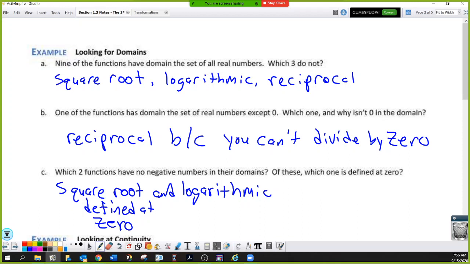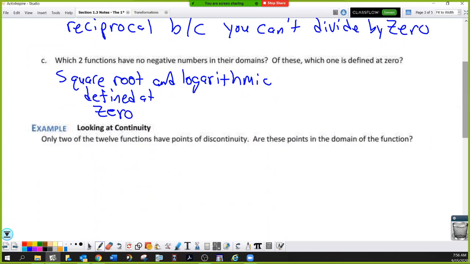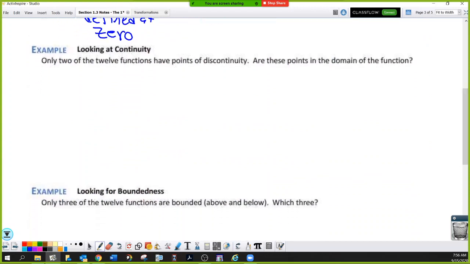So yeah, today's lesson is easy peasy. You're just looking at the pictures, getting familiar with your 12 basic functions. Talking about continuity. Only 2 of the 12 functions have points of discontinuity. It wants to know, are these points in the domain? So the easy one that has points of discontinuity is the greatest integer function.